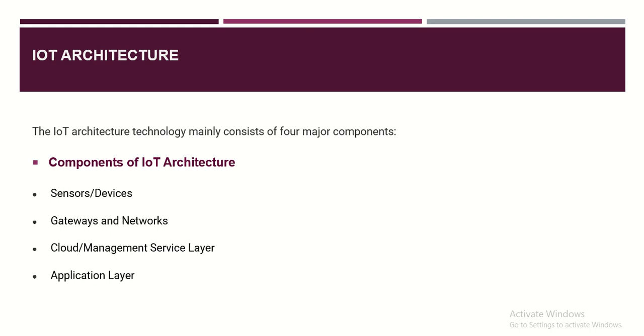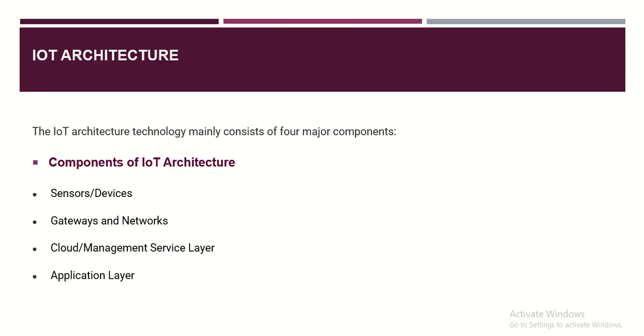Gateways and networks. Gateways are basically interfacing devices which are present in IoT modules, and networks are communication from one place or one device to another device happens using the networks. And then the cloud and management service layer is there.